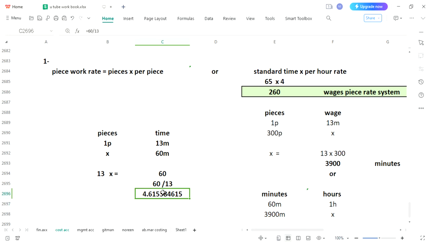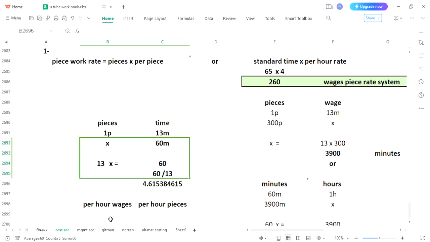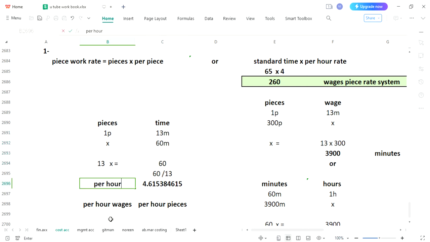So what have we got? In 13 minutes, one piece is made. In 60 minutes, how many pieces would be made? 60 minutes means 1 hour. Okay. So per hour wages and per hour pieces would be compared with each other. What we have calculated here is per hour pieces. How would you define it? Please note it down. We are highlighting it.